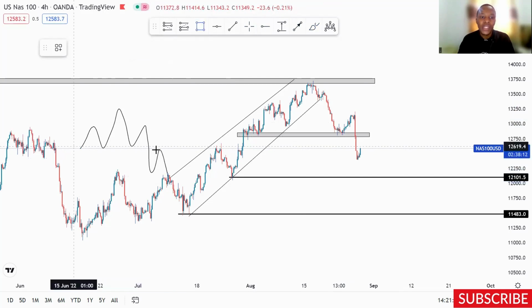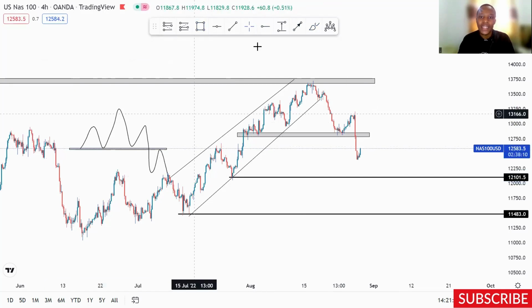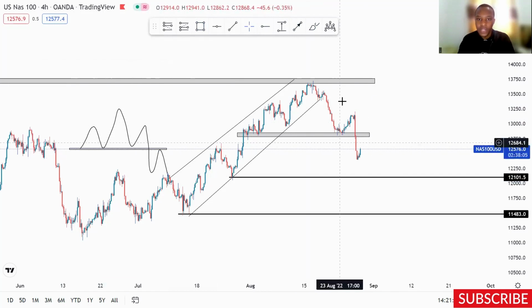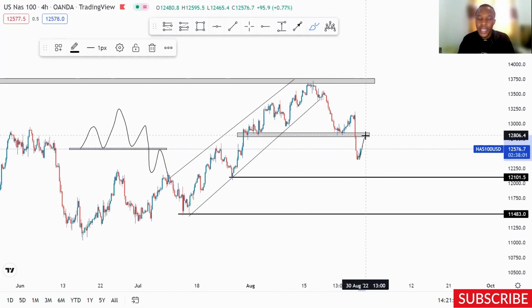So what I'm seeing on NAS100 is exactly this particular thing, right? By the looks of things, at the current moment, the market is most probably going to come back and retest it there, and test that level for one last time before it actually continues going to the downside.